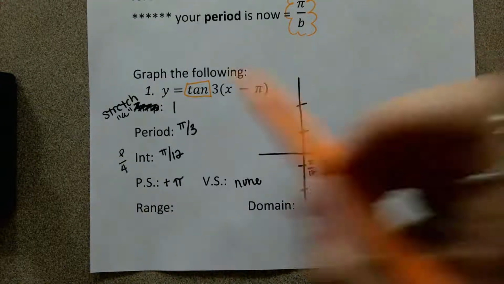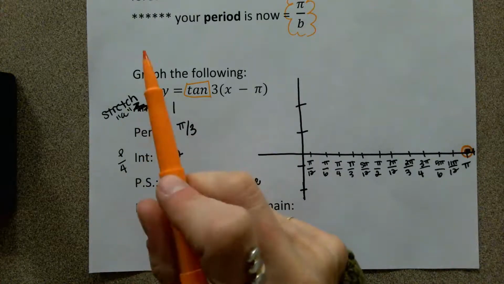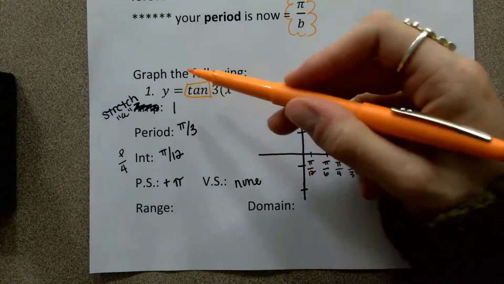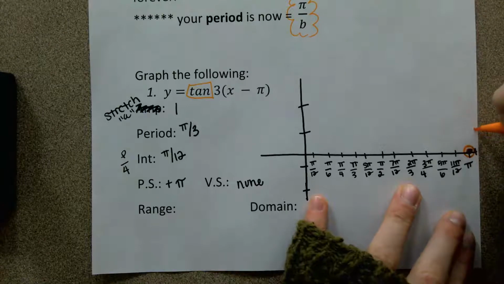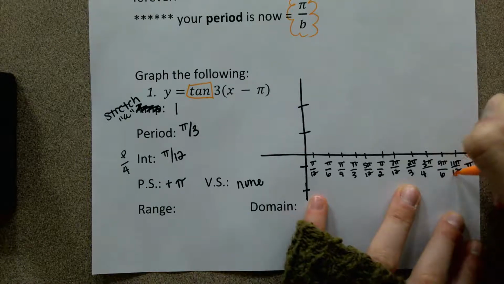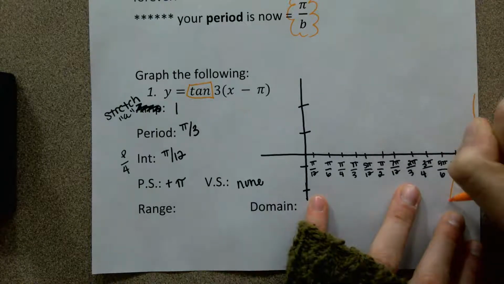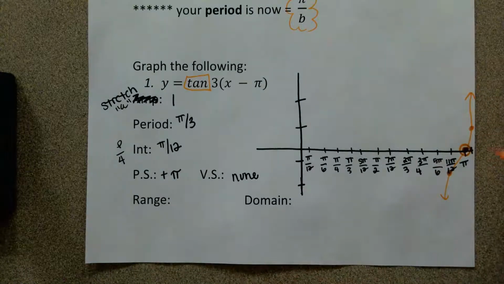Then I'm going to use my stretch as my slope to go up and to the right. So my stretch is 1, so I'm going to go up 1, and to the right 1. Then I'm also going to go down 1 and to the left 1. And that's going to be one of my graphs, okay?